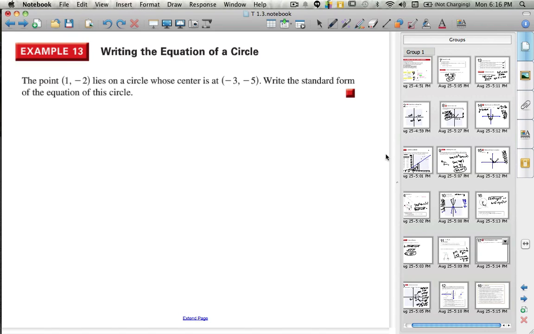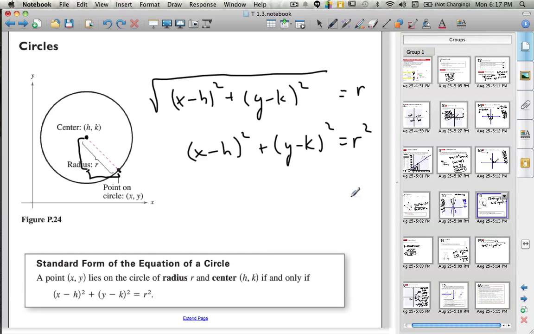Okay, so if we want to use that, they tell me I've got a point, 1, negative 2, that lies on a circle whose center is at negative 3, negative 5. So if I take my equation for a circle, x minus h squared plus y minus k squared is equal to r squared, I can plug these points in. So this is x, this is y, this is h, and this is k, because the coordinates of the center are h, k, and then points on the circle would be the x and y.